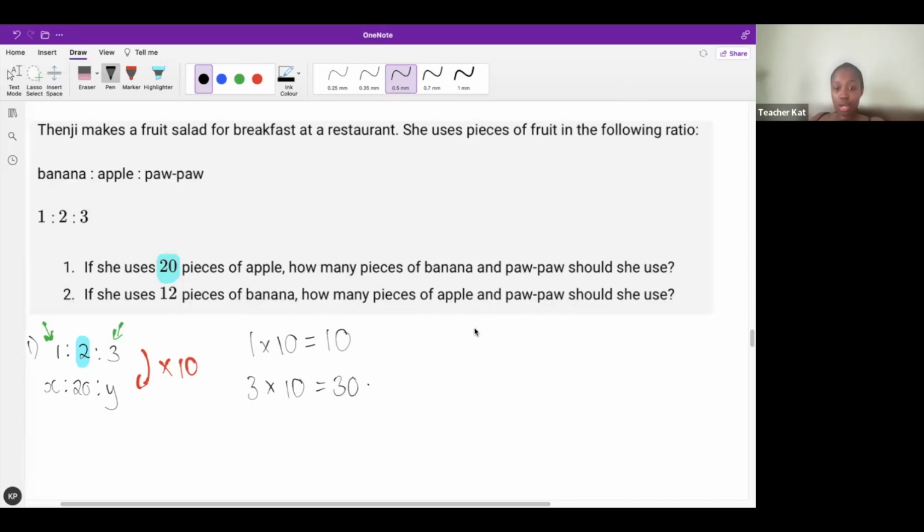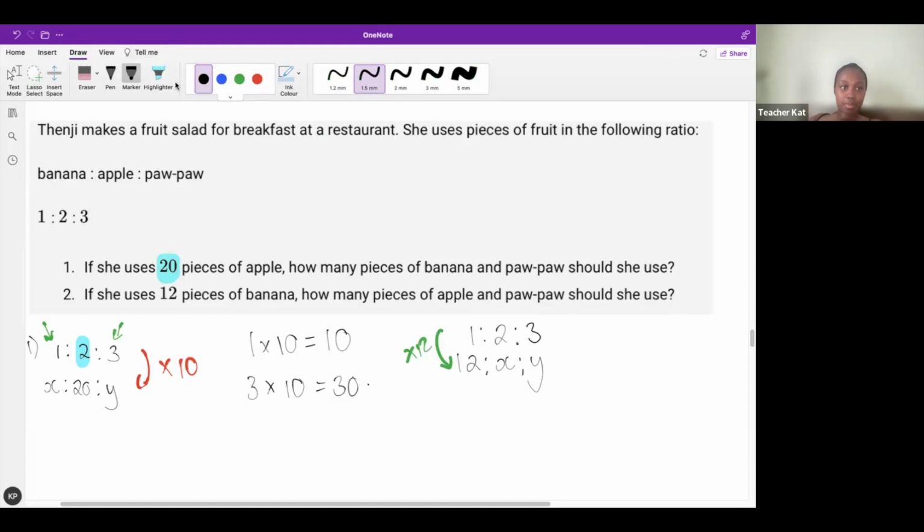Next it says, if she uses 12 pieces of banana, how many pieces of apple and pawpaw should she use? So I'm writing this ratio in order again, 1 to 2 to 3. Now we know this one is 12, and I want to know X and Y. How did I get from 1 to 12? Anyone? I times by 12.